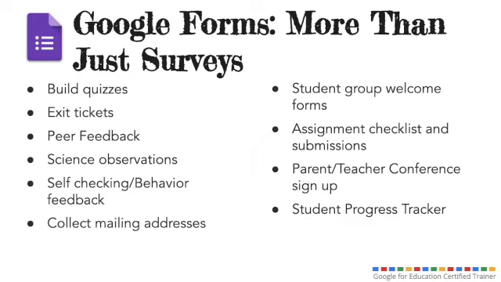We've already looked at how they can be used for quizzes, but they can also be used in a number of ways as well, including exit tickets, peer feedback. You can use them for science observations, for students to self-check or track their behavior, and to collect mailing addresses and email addresses from students and parents as well. You can use them for student groups, including welcome forms, maybe also for student clubs, as well as assignment checklists and submissions, parent-teacher conference sign-ups, and student progress or standards tracker.